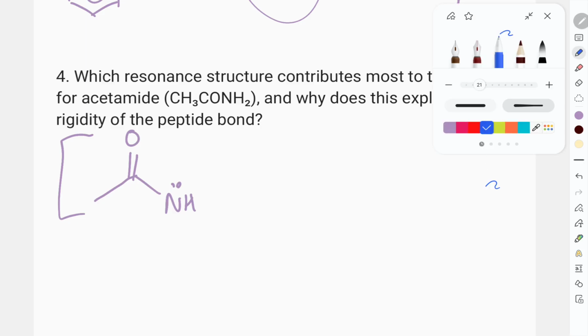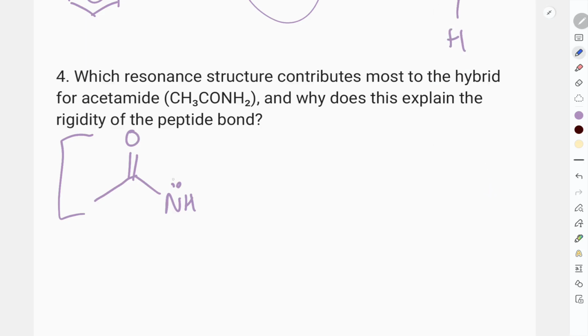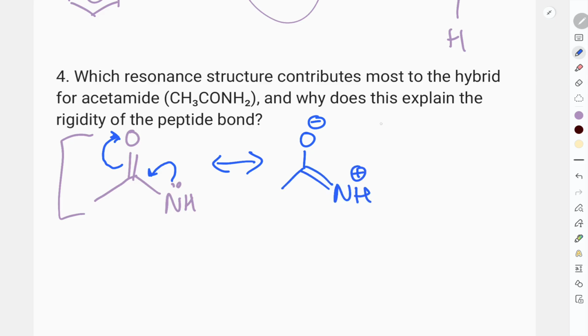And I think we can do some resonance here. So we can donate this lone pair over here, and then this will break the bond onto oxygen. So it will look something like this. This would have a negative charge, and then nitrogen will be double bonded, but it will have a partially positive charge. Now the question is asking us which structure contributes the most, or which is the major structure in this case.